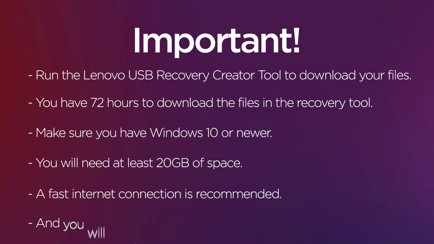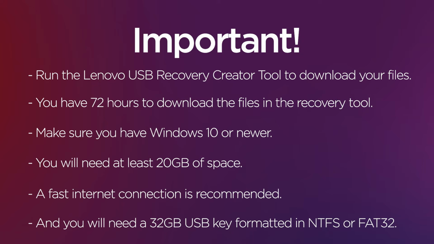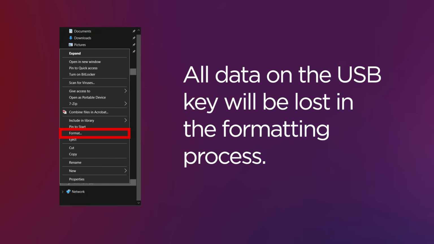Prepare a 32 GB or larger USB key and format it to NTFS or FAT32. You can format the drive by right-clicking on it in the Windows Explorer and selecting Format. All the data on the USB key will be erased during the formatting process.